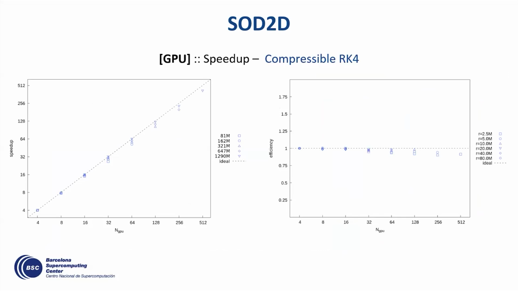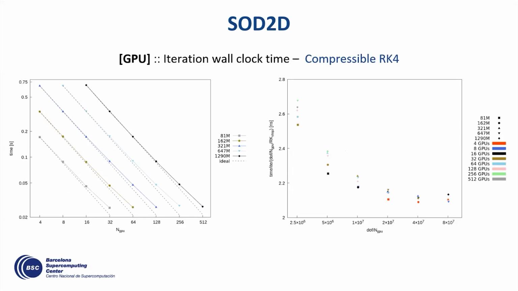These are the results for the fully explicit compressible fourth order. As you can see, we have an almost ideal scalability, both in the strong speed up and also in the weak speed up. So we are really happy with that. Here you have results up to 512 GPUs. And here I'm showing you the total iteration time. So you can see that only for these last cases, we have a small deviation from the ideal.